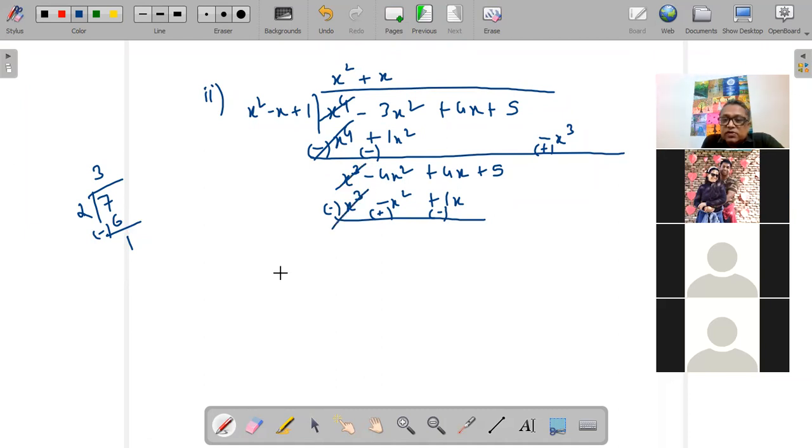So x³ is getting cancelled. Minus 4x² plus x² becomes minus 3x². Minus 4x and minus plus 4 and minus 1, 4 minus 1 is positive 3x, plus 5 as it is, right? Now there is x² here and minus 3x², so I have to multiply this by minus 3. So x² into minus 3, I will get minus 3x². Minus x into minus 3, I am going to get positive 3x. 2 will be the remainder.